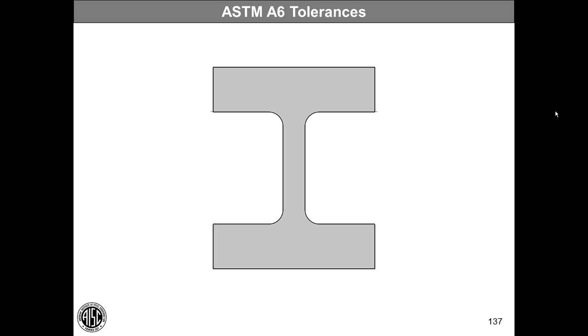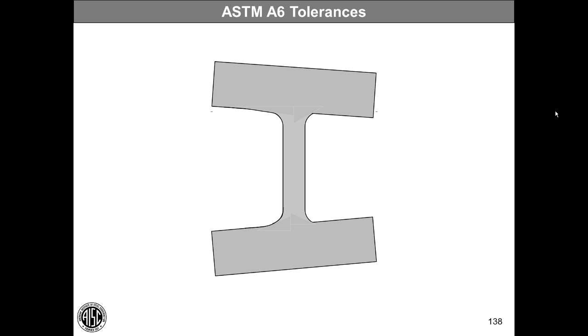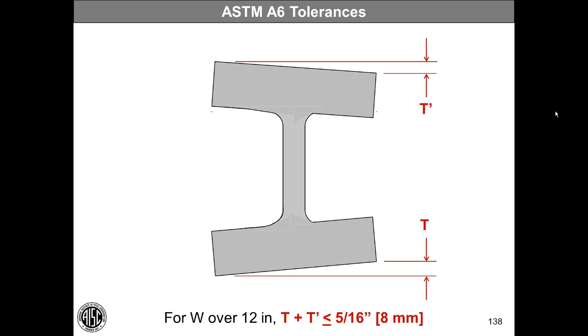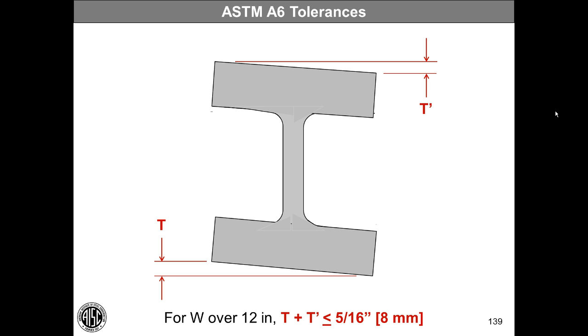And you know that our flanges may be tilted somewhat. One flange gets the dimension T1 and the other one gets the dimension T. And for shapes over 12 inches deep, T plus T prime has to be less than or equal to 5/16 of an inch. Sometimes those flanges go together, sometimes they go in opposite directions. And we need to recognize these tilt dimensions that might come in. It directly affects connection configurations.